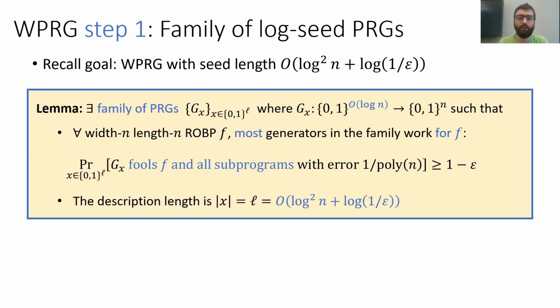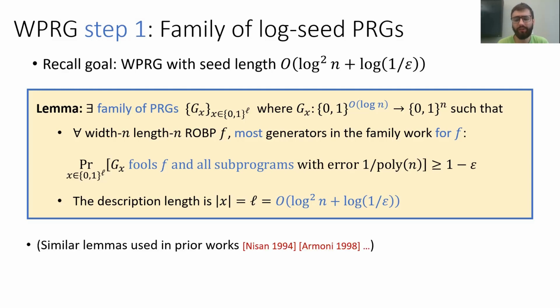Okay, and then we also need a bound on the description length. This string x that specifies which generator in the family we're dealing with has length O of log squared n plus log 1 over epsilon. Now, I should mention that this lemma is not particularly novel. Very similar ideas have been used in prior works on space-bounded derandomization. And the construction that proves this lemma, the family of pseudorandom generators, is a pretty standard trick.